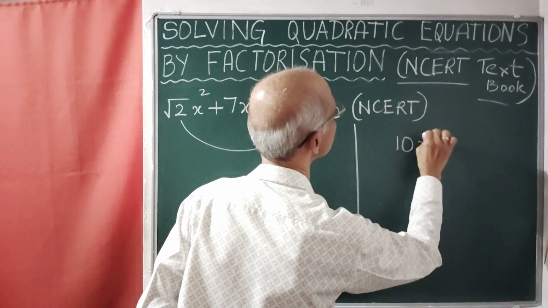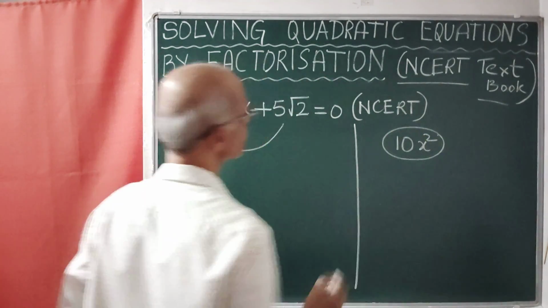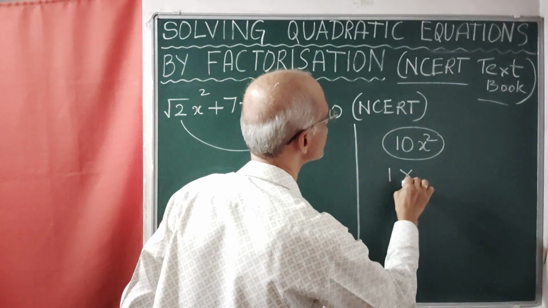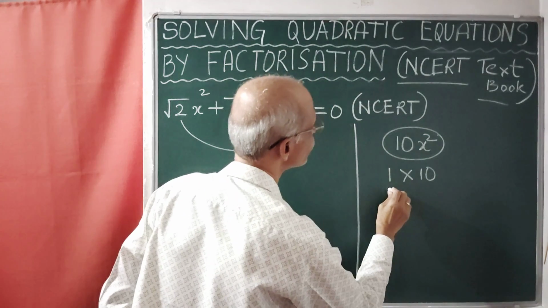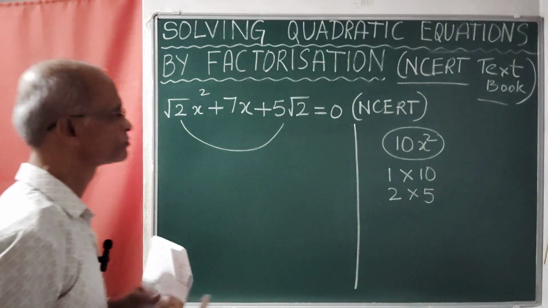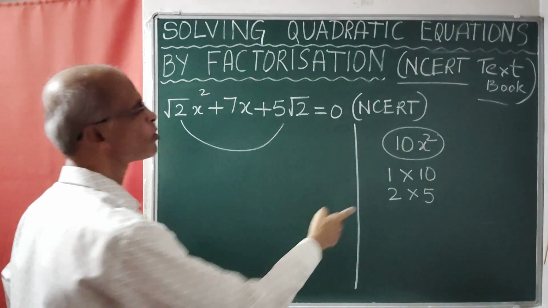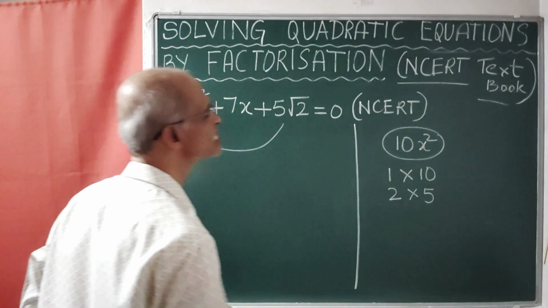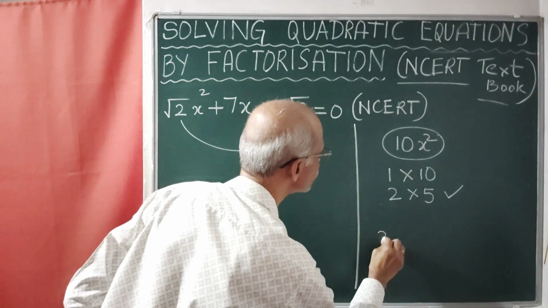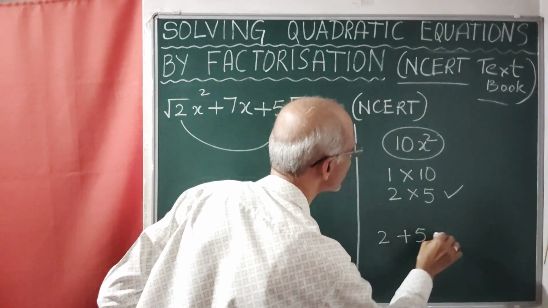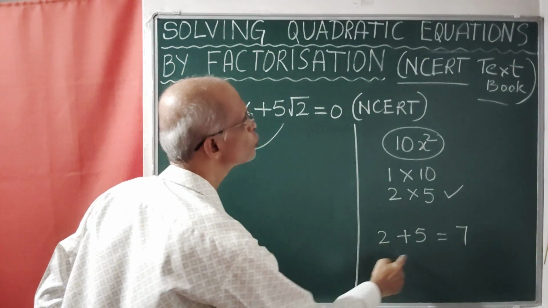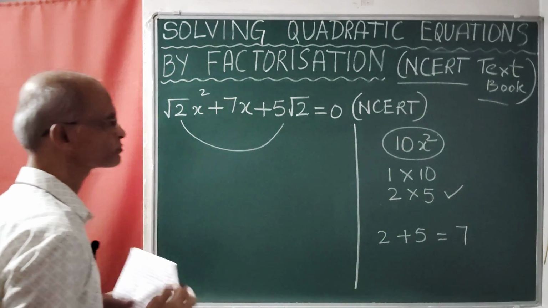10x square. Now we have to write the factors of 10. 1 into 10 is 10. 2 5s are 10. Now, among these two pairs of factors, this pair of factors will give me 7. So 2 plus 5, I will get 7. And if I multiply these two, I am getting 10.